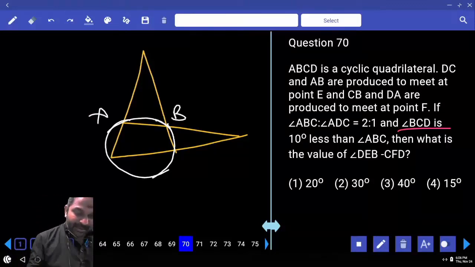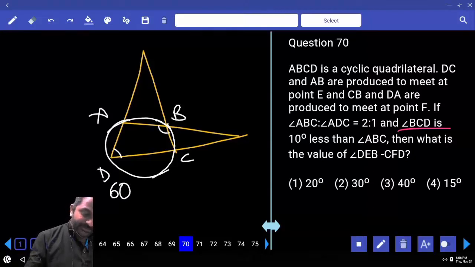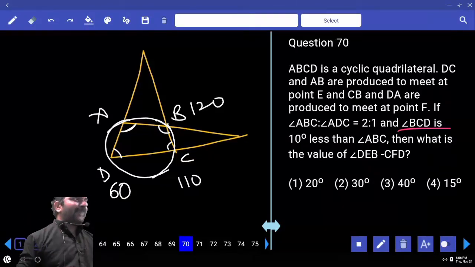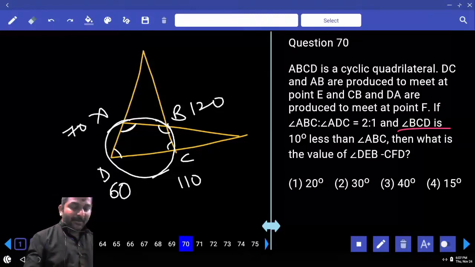A, B, C, D. This one 60. This one 120. This one 110. Then what is angle at A? At A and C, both are opposite angles, right? Sum must be 180. So A must be equal to 70. Right. Now we need the angle at F and the angle at E.